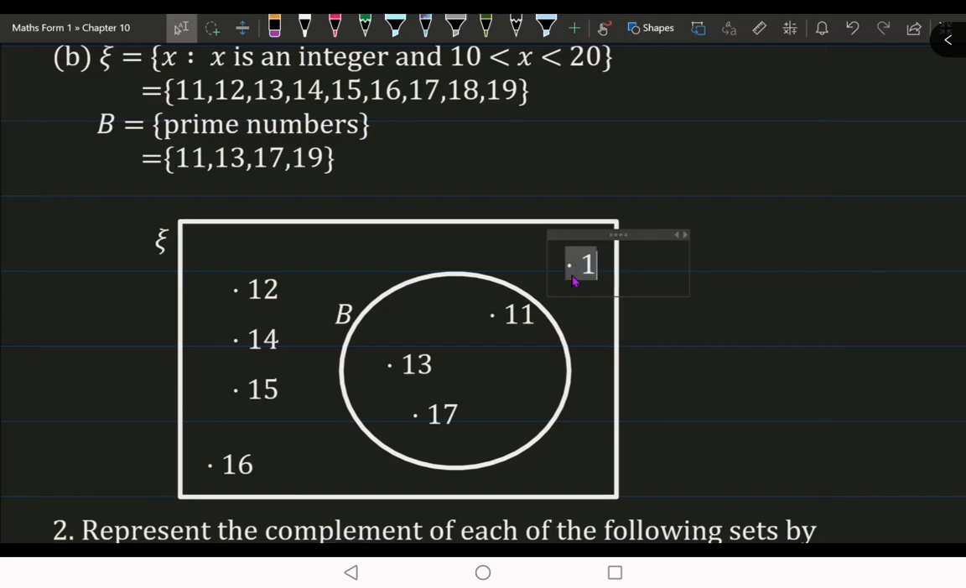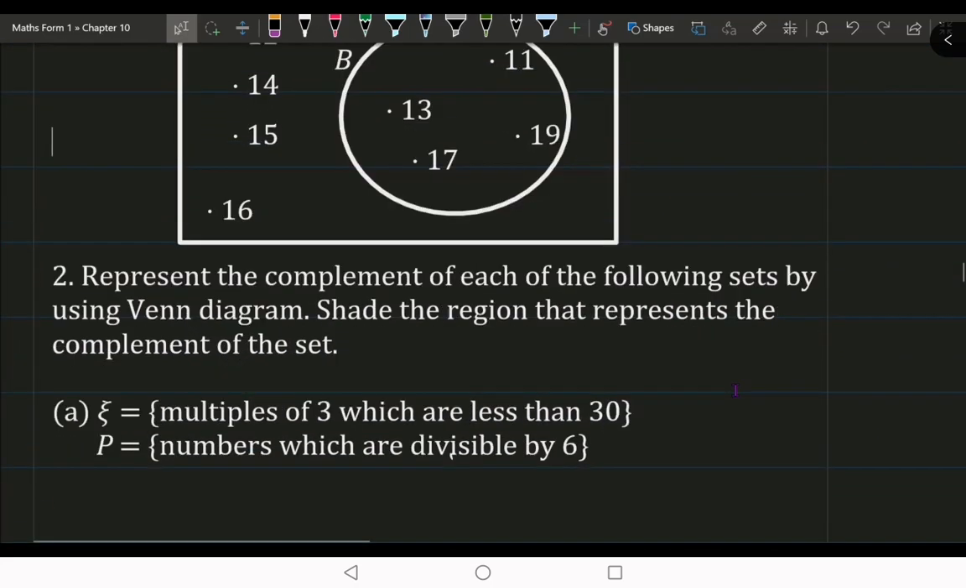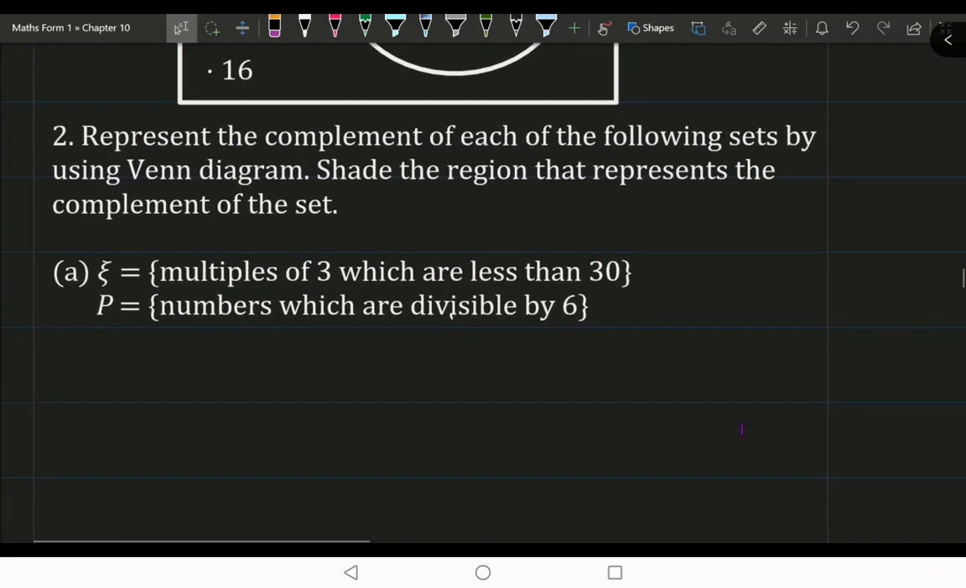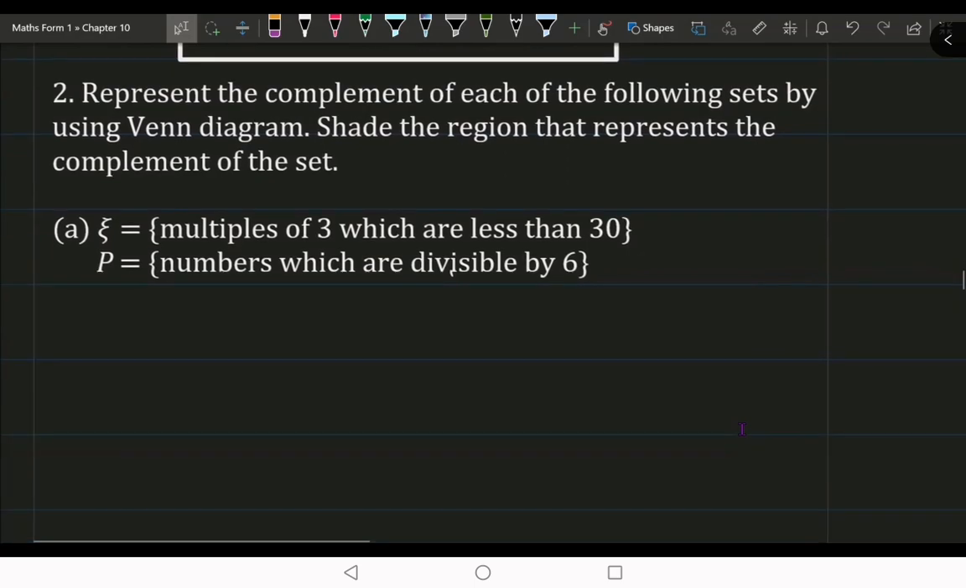So 18, 19 inside the B. I don't know where that is. Okay, to be here. So 19, already complete for this one. Okay, we go for this one. The next question is represented by a set Venn diagram.